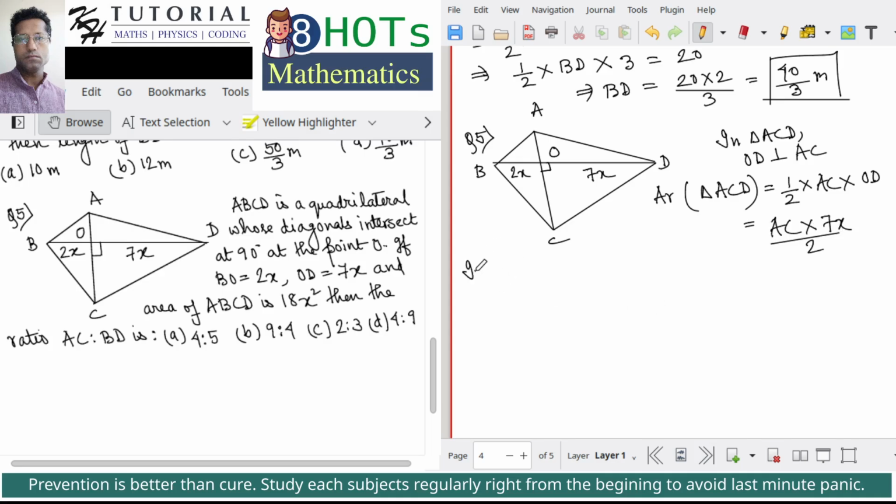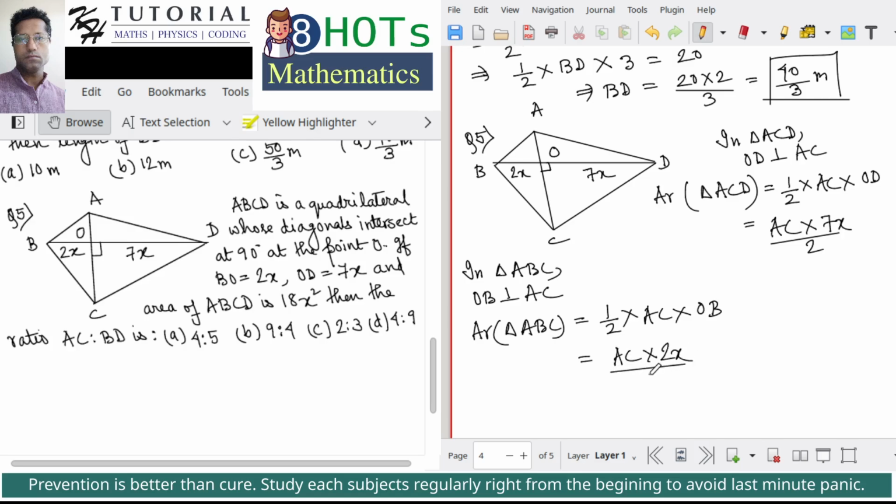Similarly, in triangle ABC, we can see that OB is perpendicular to AC. So we can consider AC as the base and OB as the height. So area of triangle ABC will be equal to half the base AC multiplied by the height OB. OB is 2x, so this is AC multiplied by 2x divided by 2.